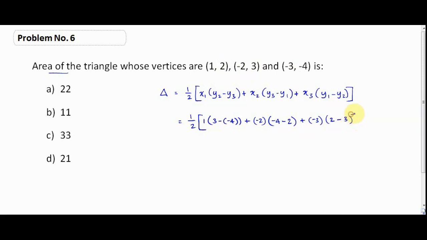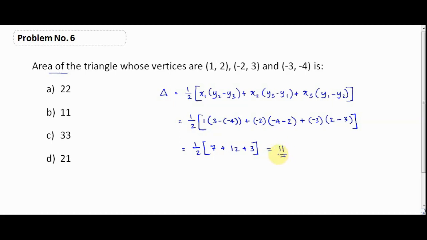So let's calculate the area. Half into 3 minus minus 4, that is 3 plus 4, which is 7, plus minus 2 into (minus 4 minus 2), minus 4 minus 2 is minus 6, and minus 6 into minus 2 gives plus 12. Then plus, 2 minus 3 is minus 1, into minus 3, so we get plus 3. So we get 1 by 2 into (7 plus 12 plus 3), 7 plus 12 is 19 plus 3 is 22, divided by 2, and we get the answer as 11.